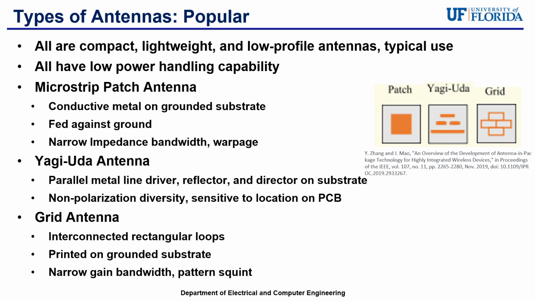Yagi-Uda antennas have a parallel metal line driver, reflector, and director on the substrate. The disadvantages for Yagi-Uda antennas are that there is no polarization diversity and they are sensitive to the location on the PCB. Grid antennas are denoted by their interconnected rectangular loops, and they are printed on top of the grounded substrate. The disadvantages that come with the grid antenna are that it has a narrow gain bandwidth and a pattern squint.